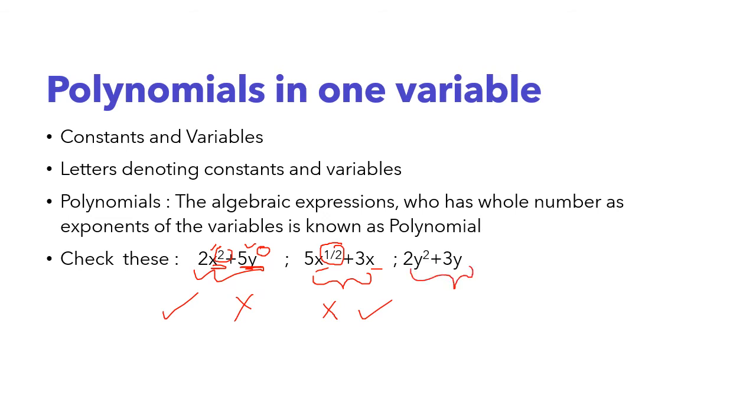At the same time, you can see in this question they have only one variable and it is raised to whole numbers. On both sides, it is 3y to the power 1, which means both of them are raised to a whole number. So it is a polynomial in one variable and it is an algebraic expression. So I hope you understood what a polynomial in one variable is. Let's move to the next part now.